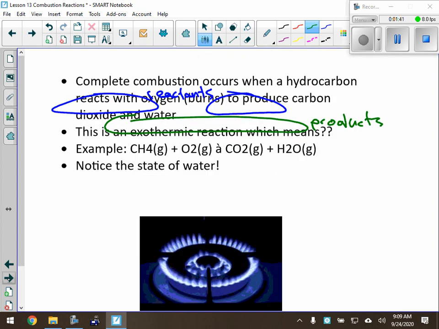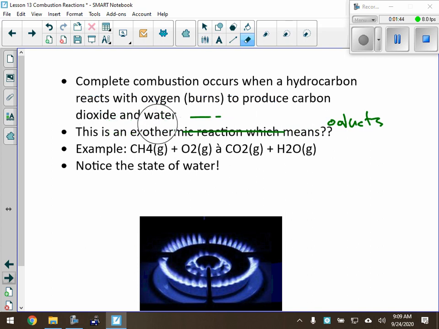Complete combustion occurs, and we'll talk about this, but complete combustion occurs when a hydrocarbon reacts with oxygen, so it burns, to produce carbon dioxide and water in an exothermic reaction, which means it basically gives off energy, right?